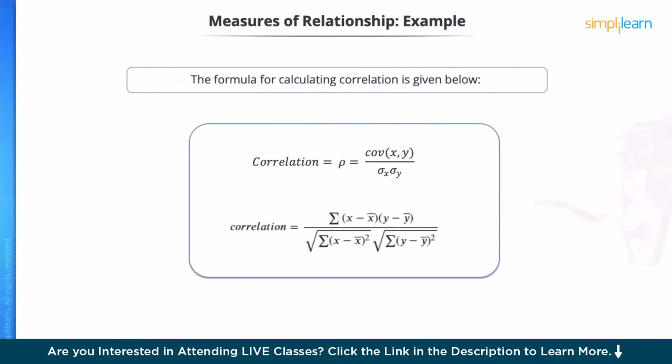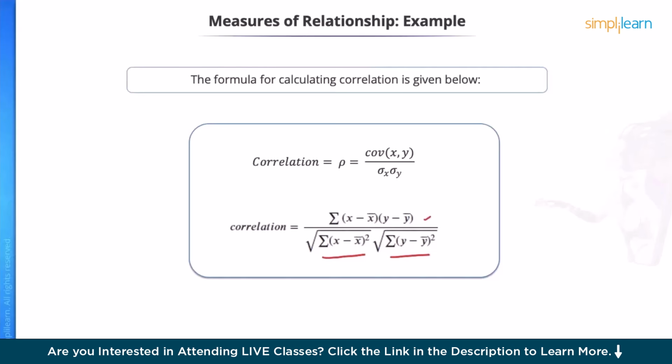Correlation, as we know, has been defined as the covariance of x and y divided by the standard deviations of x and y. This can also be represented as the summation over (x minus x bar) multiplied by (y minus y bar), divided by the square root of the summation over (x minus x bar) square, multiplied by the square root of the summation over (y minus y bar) whole square. That is the sum of squared deviations for y.